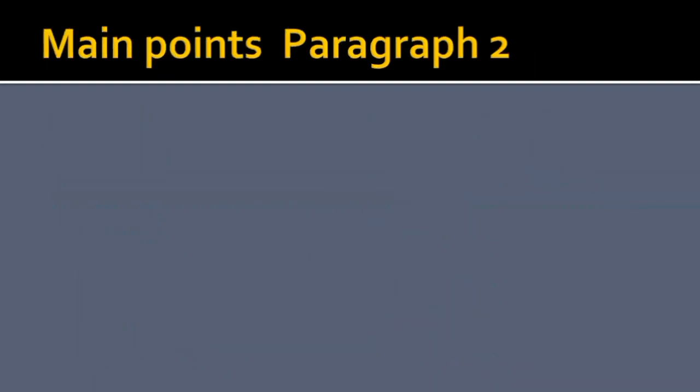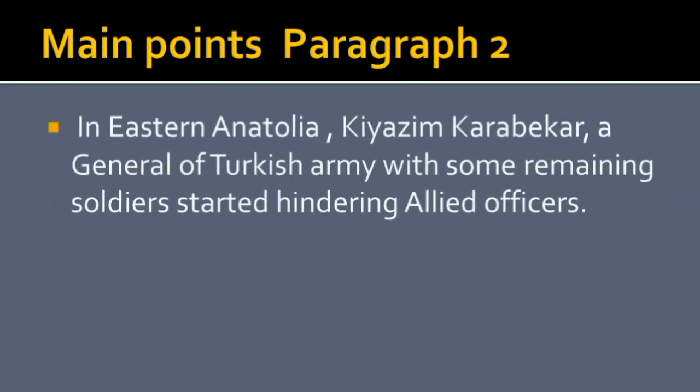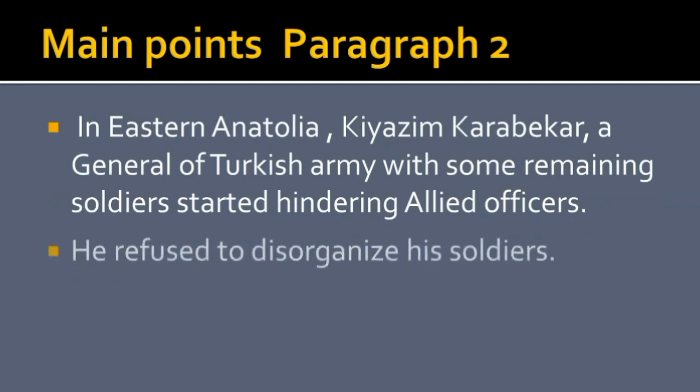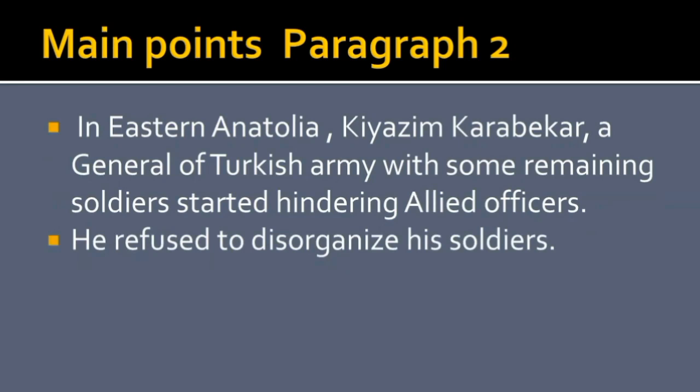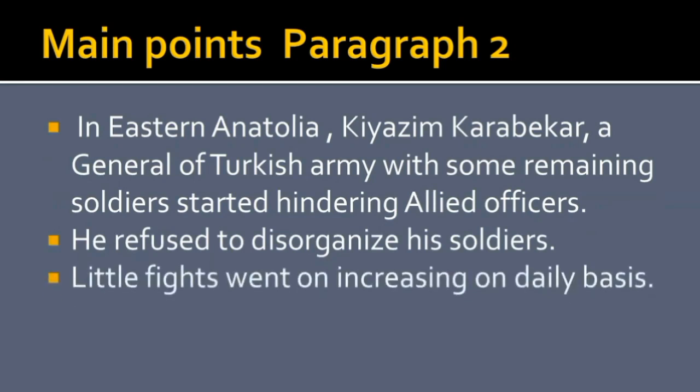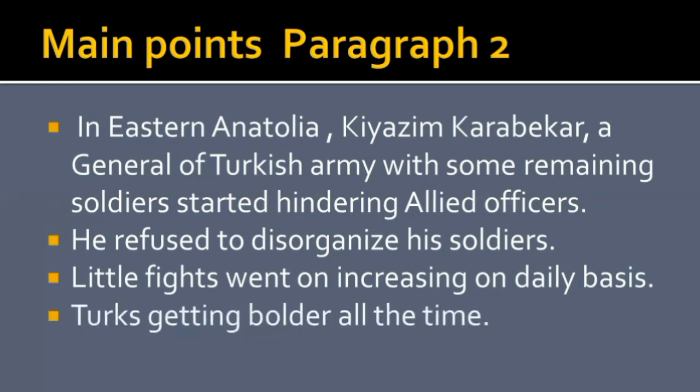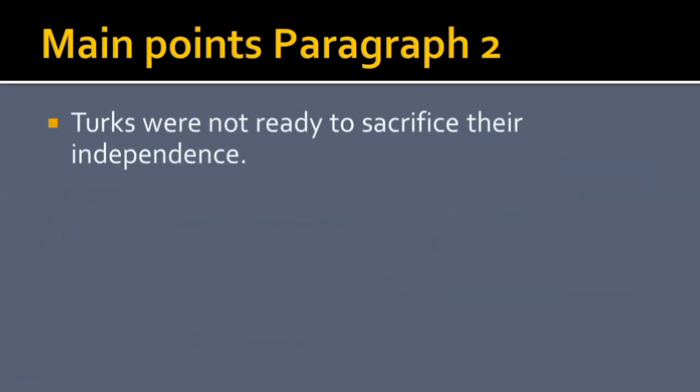Now coming towards the main points of this paragraph number 2. In eastern Anatolia, Kazim Karabekir, who was a general of the Turkish army, with some remaining soldiers started hindering Allied officers. He refused to disorganize his soldiers. Little fights went on increasing on a daily basis. Turks were getting bolder all the time. Turks were not ready to sacrifice their independence now.